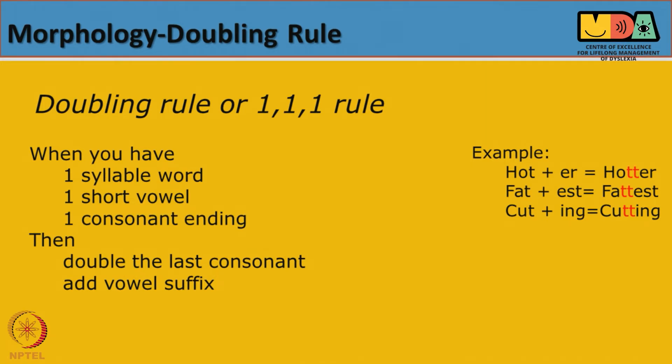So, friends, this is a relatively simple rule where we have 1-1-1 or the doubling rule. The rule again, let me repeat, when you have a single syllable word with one vowel ending in one consonant, in order to add the vowel suffix, we double the last consonant.